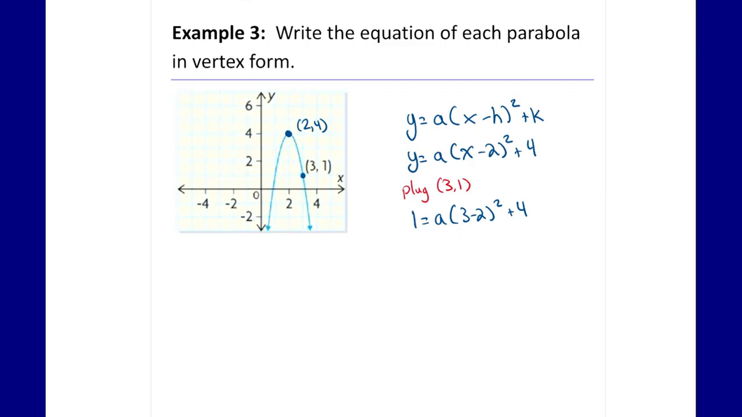I'm going to bring the 4 over by subtracting 4 from both sides. I get negative 3 is equal to a times 3 minus 2, which is 1, and then squared. I get negative 3 equals a times 1, or just negative 3 equals a. I don't need to divide by 1. It's not really going to change anything. Now I have my a value.